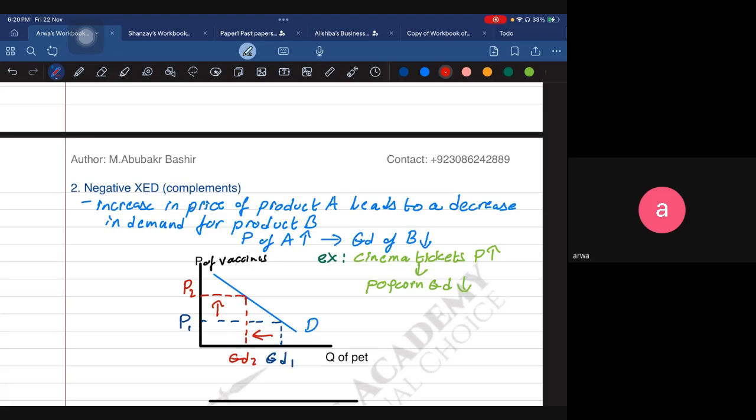Are you doing the work on the workbook? Yes, sir. Very good. It makes it easy to note down everything because most of the things are already there. So I'm done.